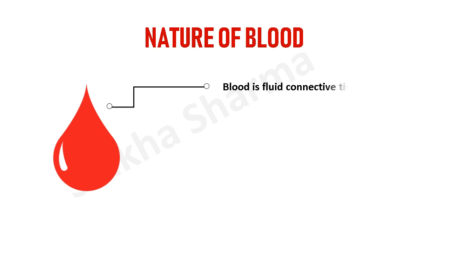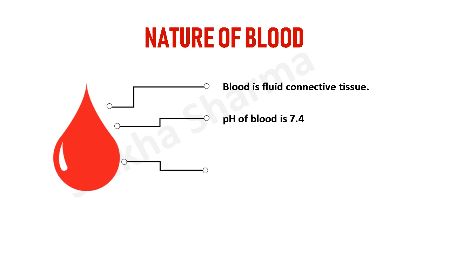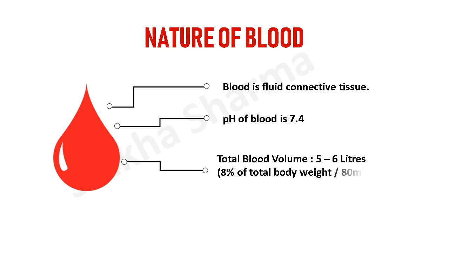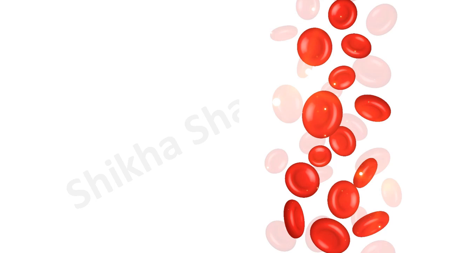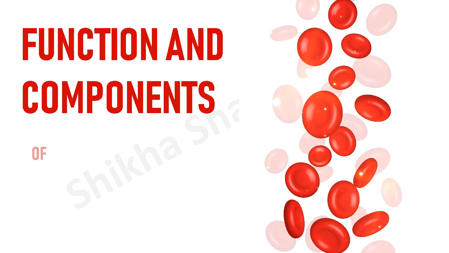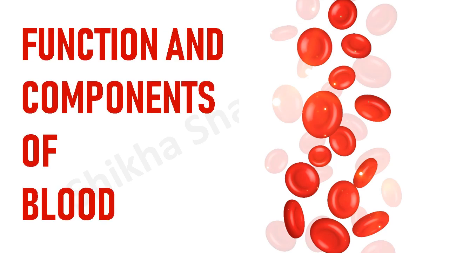Blood is fluid connective tissue. Its pH is 7.4. Total blood volume, 5 to 6 liters, which is 8% of total body weight or 80 milliliters per kilogram body weight. Blood is a complex connective tissue in which living cells, the formed elements, are suspended in the non-living fluid called plasma. Now, have a closer look at the function and components of blood.